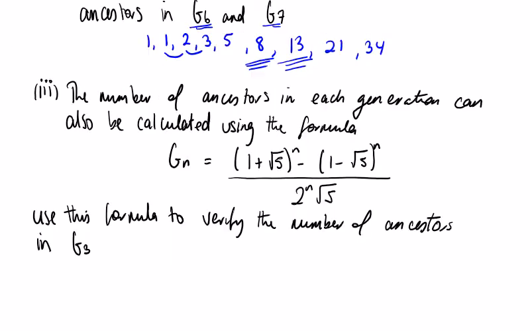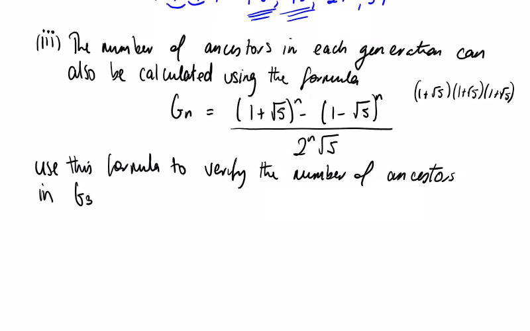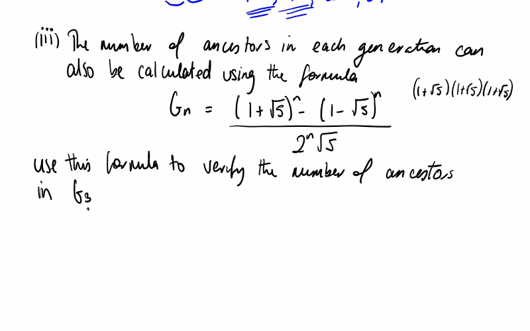The number of ancestors in each generation can also be calculated using this formula. G of n is equal to (1 plus root 5) to the power of n minus (1 minus root 5) to the power of n, over 2 to the power of n times root 5. Now we could just go 1 plus root 5. We're asked to find G3, so (1 plus root 5) times (1 plus root 5) times (1 plus root 5). But if you're good at binomial expansion, if you're not, go and look at the video on binomial expansion and algebra. When it's to the power of 3, n is 3.